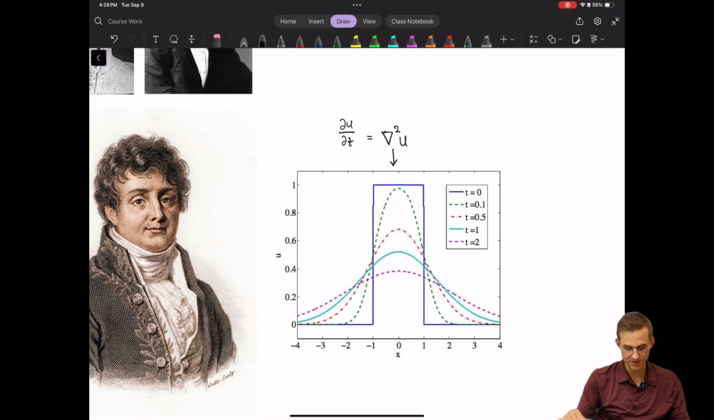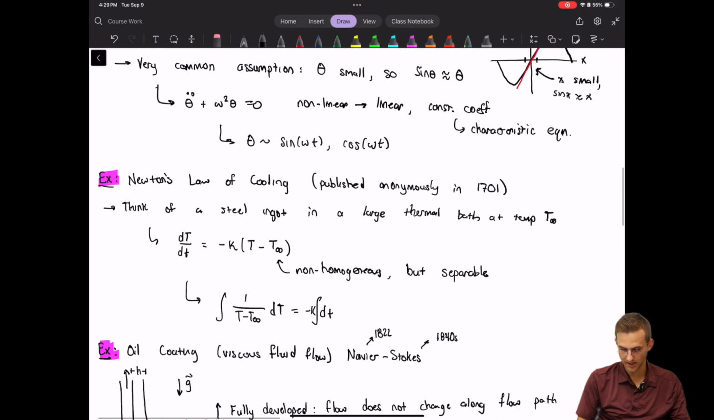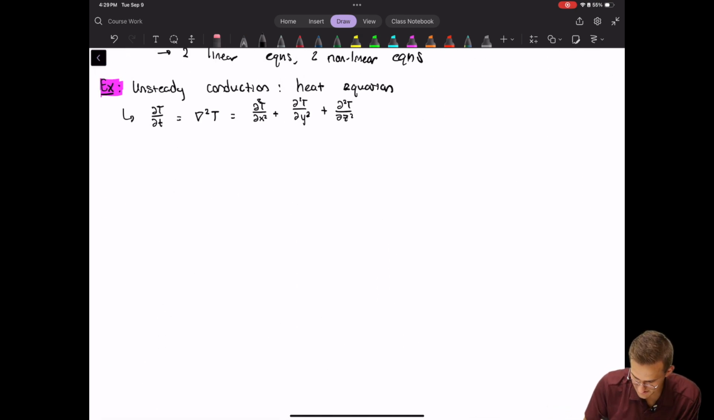So I just wanted to make that note there, show you a portrait of Fourier and give you a preview. In a 1D system, the equation simplifies to just the partial derivative of the temperature with respect to time equals the second derivative of T with respect to x. This is like modeling something like a long, thin rod, something that's approximately one-dimensional.